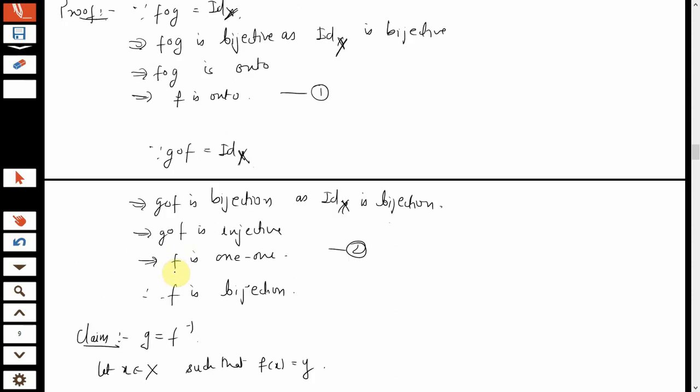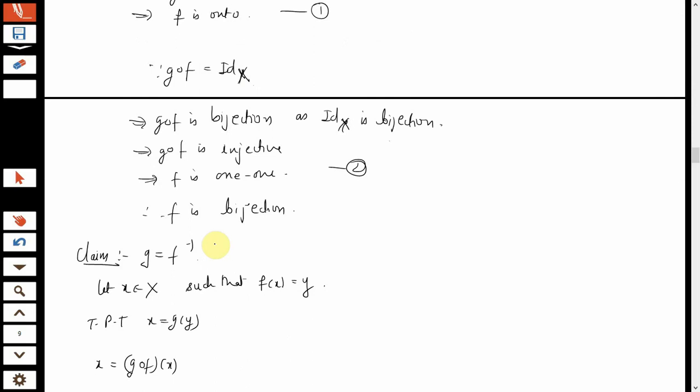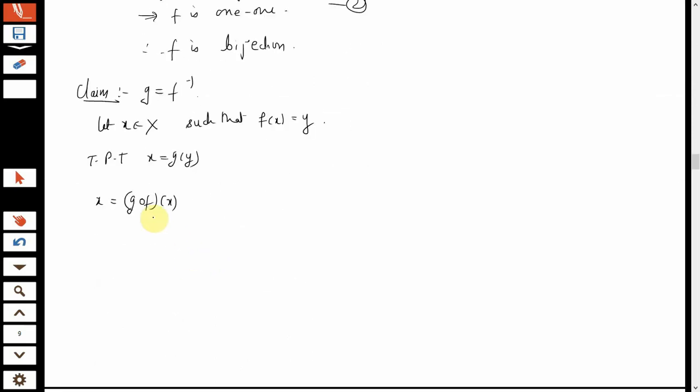So I know that g composite f is a map from x to x, and g composite f maps x to x. So I can write x as g composite f evaluated at x. That's the same as g of f of x. But you know what f of x is? That's y, and g of y is nothing but, oh yeah, that's what we want to show. That's what we want to prove. So we are done. Therefore we have g of y is equal to x, and hence the claim.